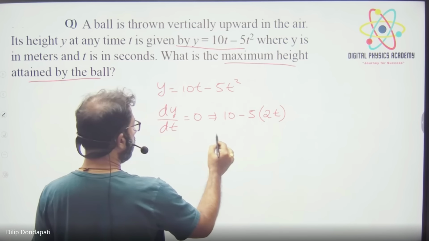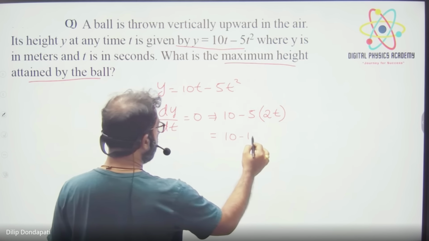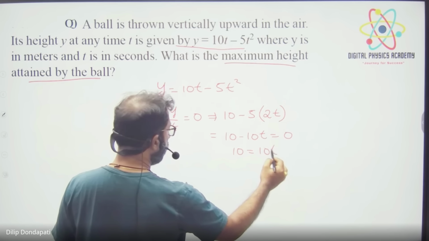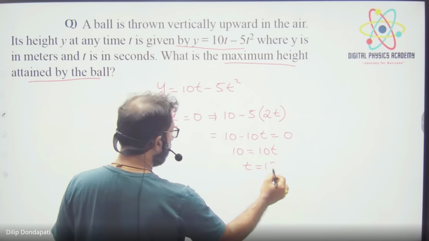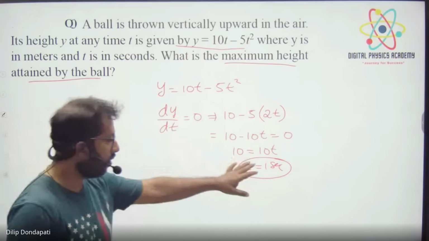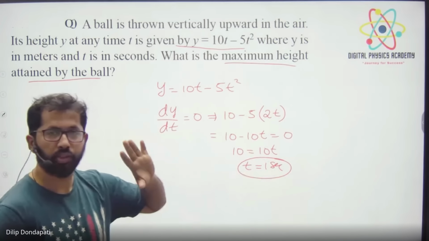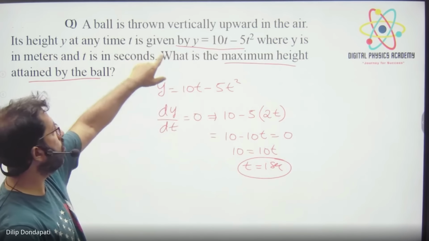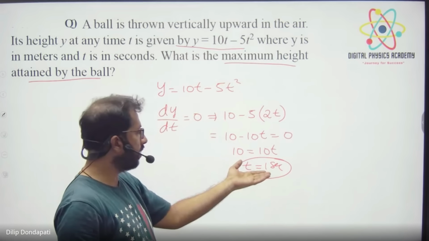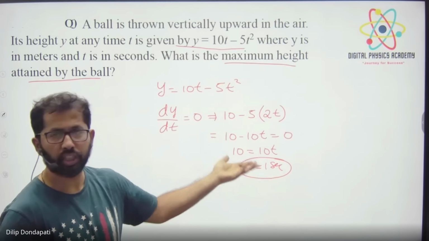So it is 10 minus 10t equals 0. So 10 is equal to 10t, so t is equal to 1 second. So we got 1 second, but at this point we don't know whether it is minimum or maximum. But the question asks what is the maximum height attained. Directly you can substitute, or if you want to check, you can check.